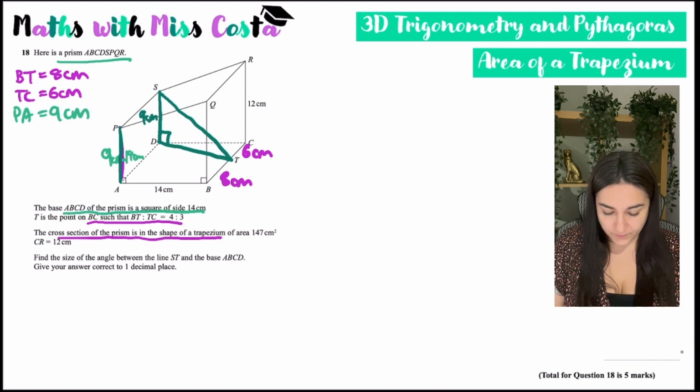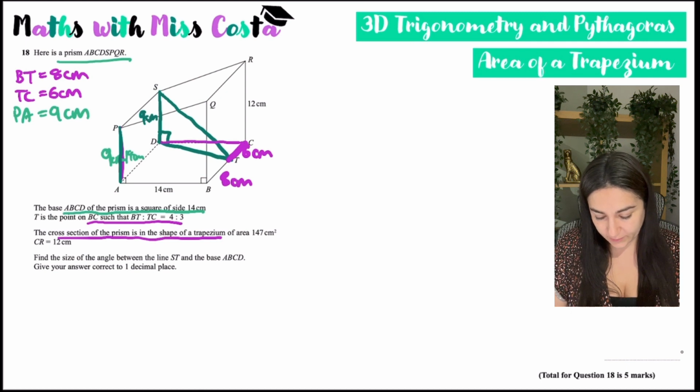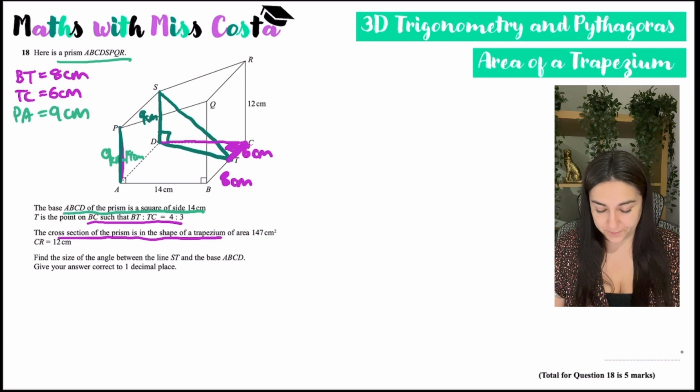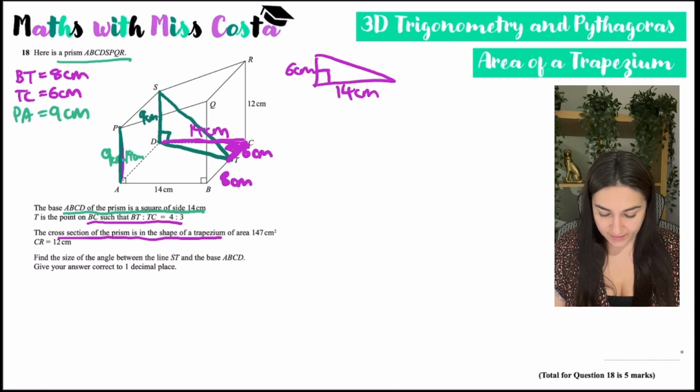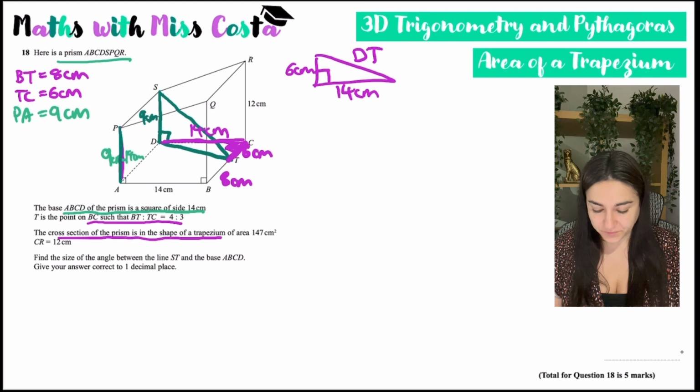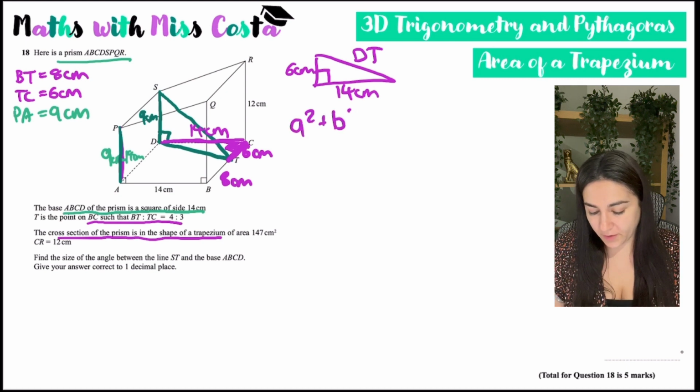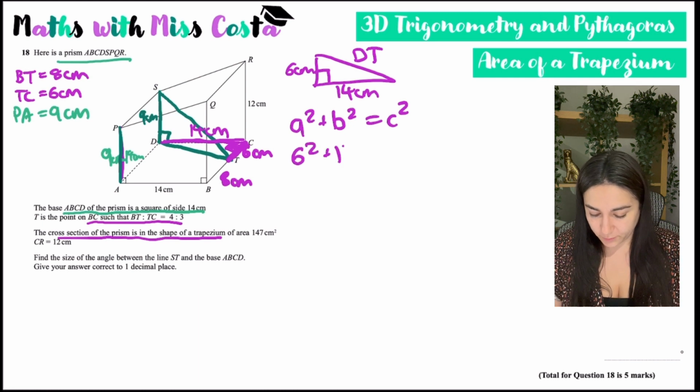But what can I do? Well, I could create a little triangle over here. This will also be a right angled triangle on the base of the square. So over here, if I draw this out, I've got the height over here is 6 centimeters. This length here would be 14 centimeters because it's the base of the square. I already worked that out. And this length here would be DT. So using Pythagoras' Theorem, I know a squared plus b squared equals c squared. So 6 squared plus 14 squared must equal DT squared.